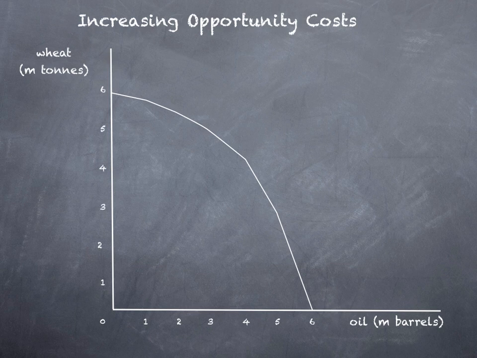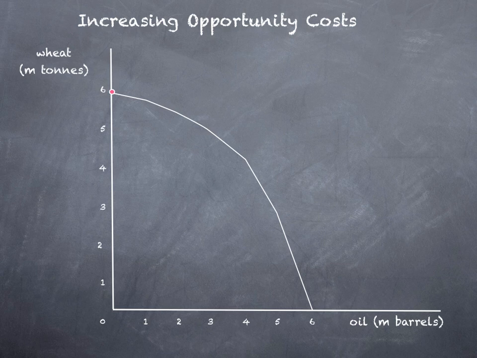Why do production possibility frontiers usually bow outwards? Here we have a typical PPF. Let's assume in our economy there are only two goods that can be produced, wheat and oil. Let's start by assuming also that all of the land, labour and capital are currently being used to produce wheat. This means that the economy produces 6 million tonnes of wheat, but no oil.